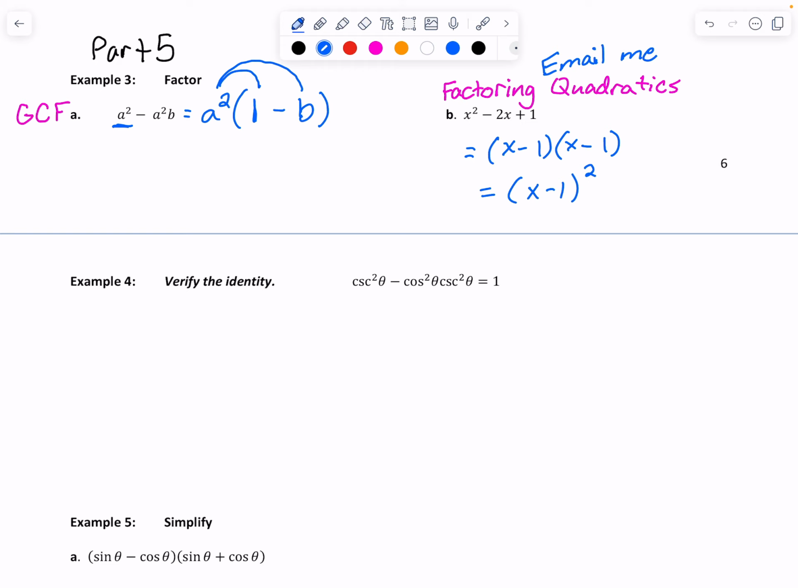All right, if you need help with that, and that's a very basic one, if that was kind of iffy for you, you may need to email me, or you can Google factoring quadratics and find some help that way. Please just get some help with that topic.